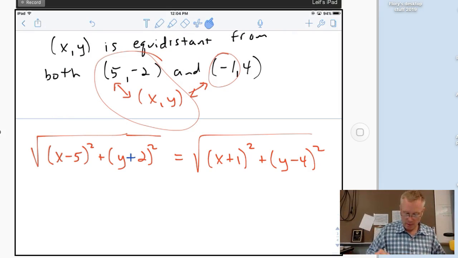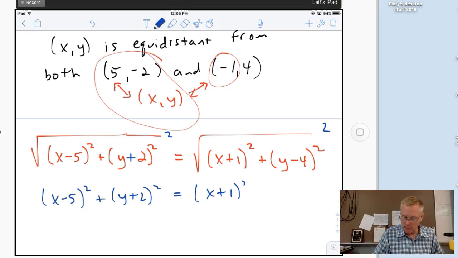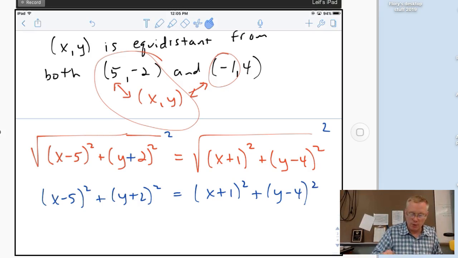Okay, and this is the equation that I need to solve now. Then I can find out what x and y are, or what the equation of the line is, I guess, is actually what it's going to turn out to be. So first thing is, if I square both sides and get rid of these radicals, then I'm left with (x minus 5) squared plus (y plus 2) squared equals (x plus 1) squared plus (y minus 4) squared. Now I got to multiply all these things out.